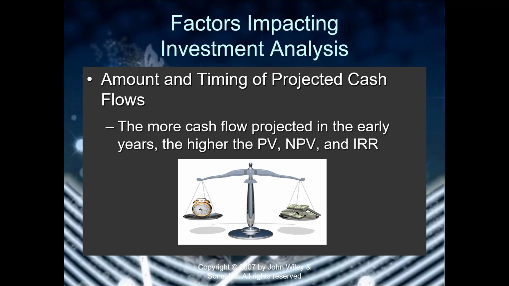So back earlier, in Chapter 7, we talked about the amount and timing of projected cash flow. When you looked at an annuity due, if you remember, annuity due was more valuable than a standard annuity because we got the money earlier. So this is the same thing, the amount and timing of projected cash flows. The more cash flow projected in the earlier years, the higher the present value, net present value, and internal rate of return. It also reduces the risk because the odds of you not earning that income reduce as you go forward. So that's a very important part of this discussion.